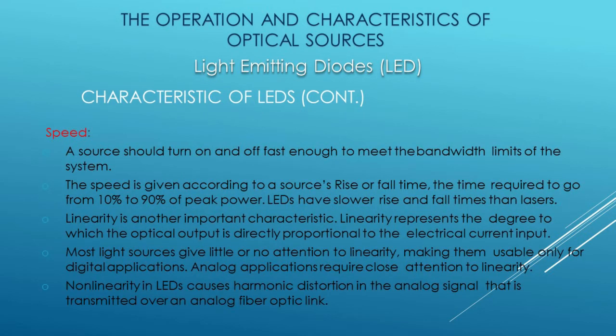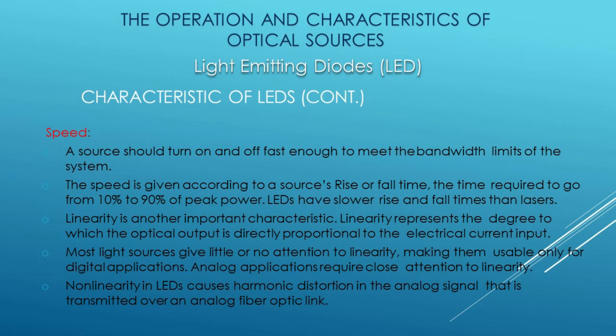Speed. A source should turn on and off fast enough to meet the bandwidth limits of the system. The speed is given according to a source's rise or fall time, the time required to go from 10% to 90% of peak power. LEDs have slower rise and fall times than lasers.